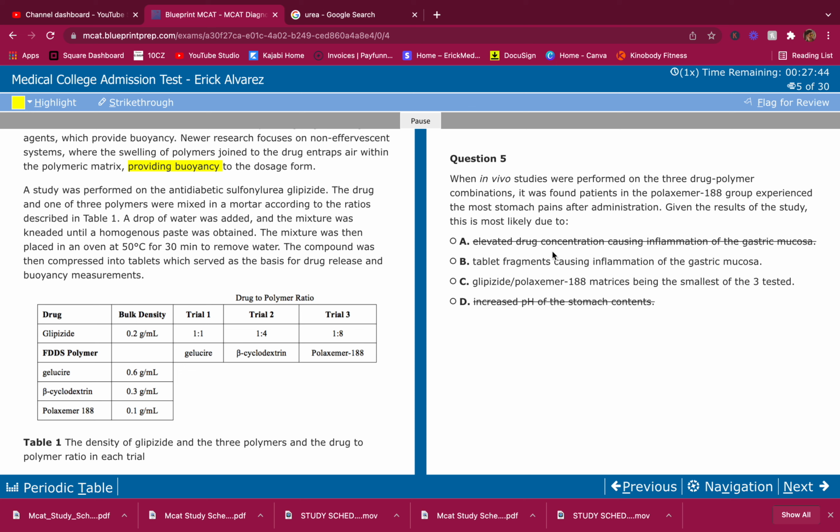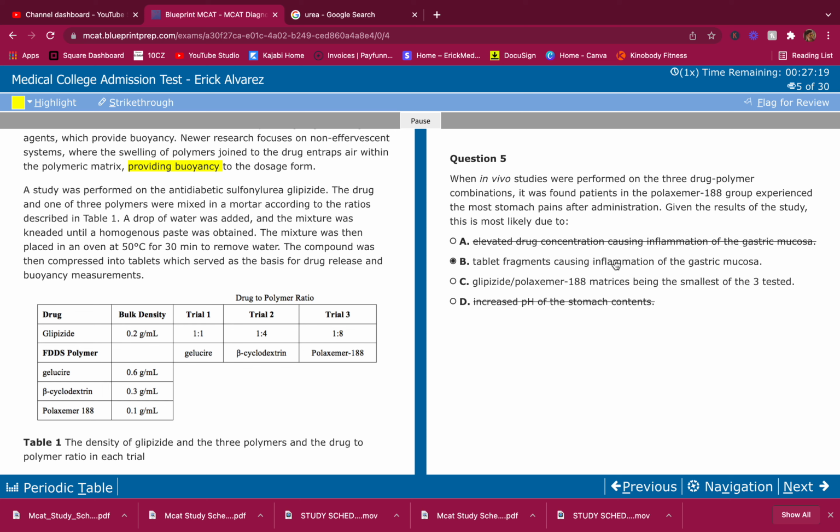Notice how I dumbed this down, guys. Two answer choices, a rather difficult question here. Make a connection. Tablet fragments, does that cause pain? Matrices of this being small, does that cause pain? Well, I think tablet fragments are more likely to cause pain. If it causes inflammation, it's pain. Inflammation leads to pain.